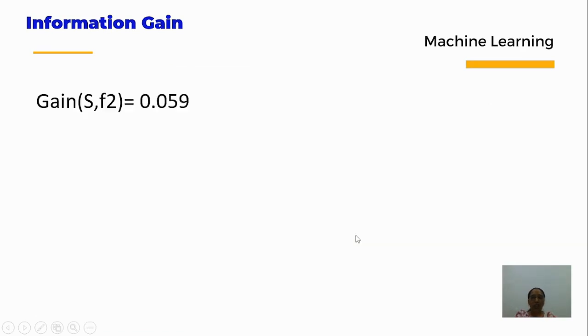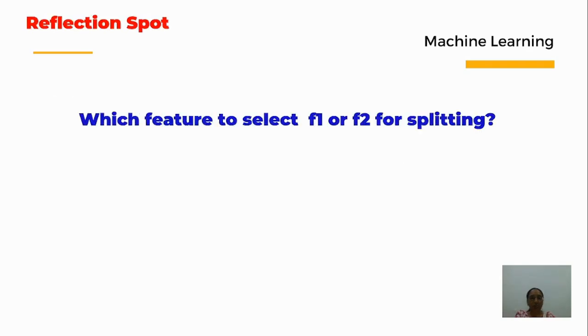Now, similarly, we will calculate the information gain of the other node, that is F2. And this is the sample value I have taken over here. So after calculating the information gain of F2, we are getting the value as 0.059. So this is the sample one I have considered for understanding the example. Now, take a pause here and tell me which feature to select, F1 or F2, for the splitting purpose. After done, resume the video.